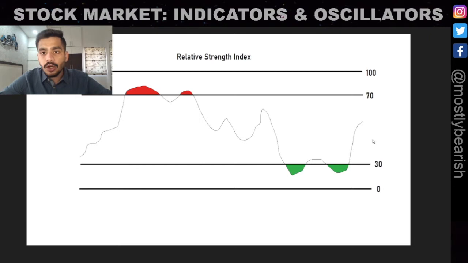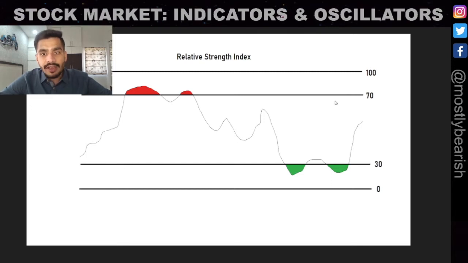Now, what is this 0 to 100? As specified in the previous video, there is a difference between indicators and oscillators, but oscillators are indicators. That's why we call RSI a momentum indicator oscillator. Now, the price fluctuation causes this line to move between 0 and 100.